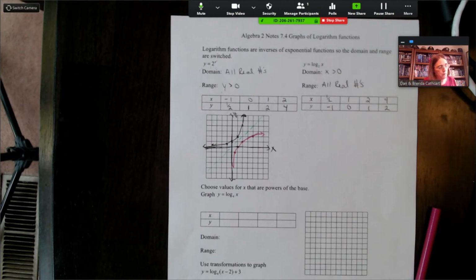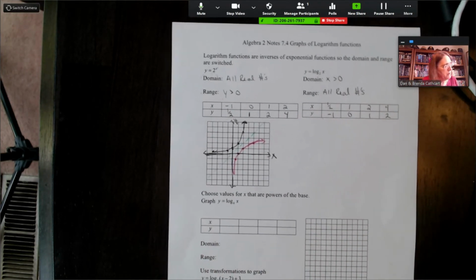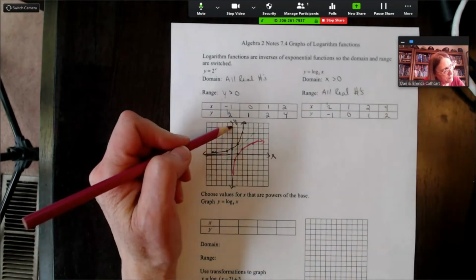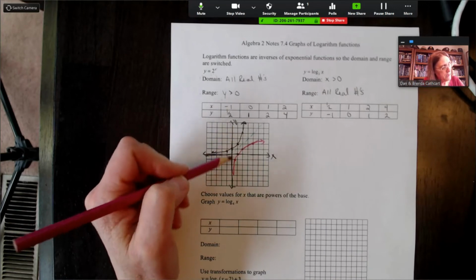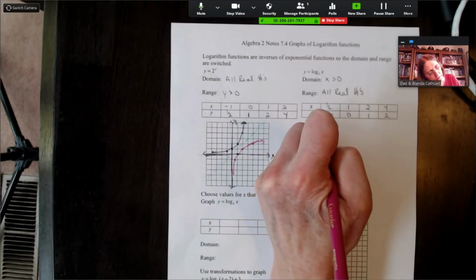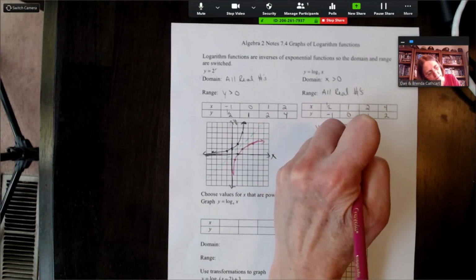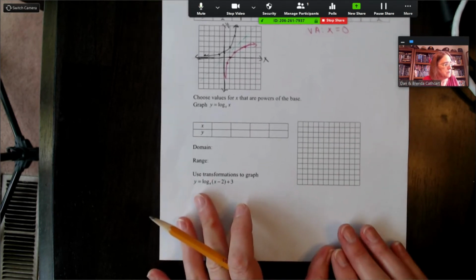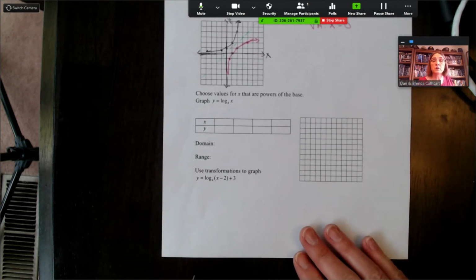Notice that our horizontal asymptote on the exponential graph of y equals 0 becomes a vertical asymptote on the log graph. It has a vertical asymptote of x equals 0. Okay? So now let's take a look at another graph with a log without doing the exponential first, so we don't have to work so hard.